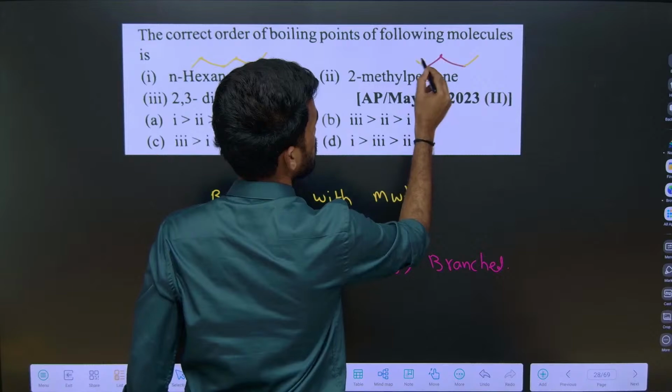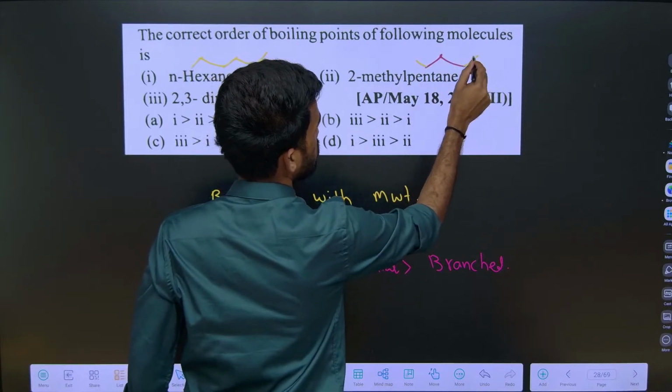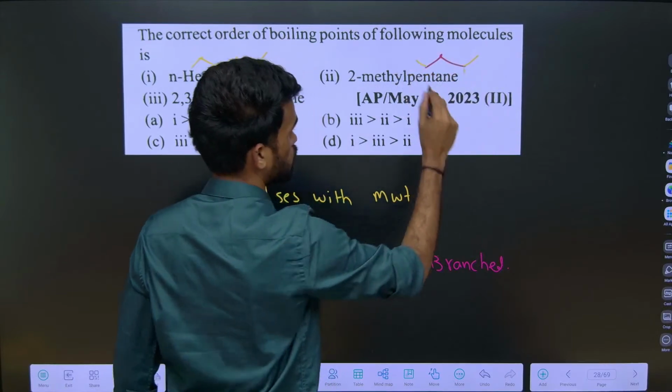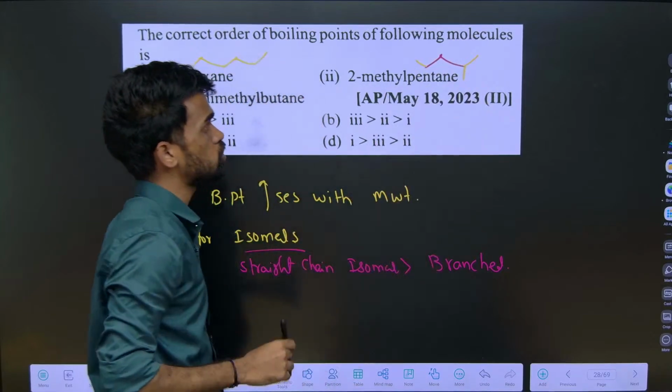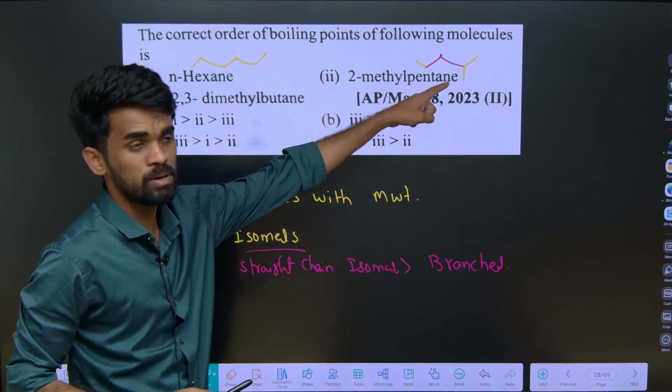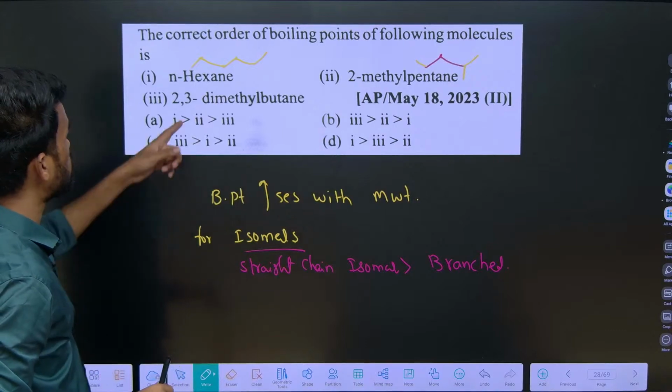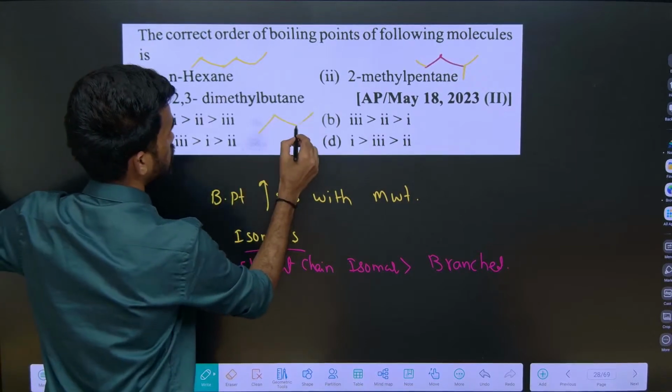So how can we write? 1, 2, 3, 4, 5. 2-methyl means let us put one methyl group over here. This is 2-methylpentane, so it is having one branch. Okay, the next, what about this? This is 2,3-dimethylbutane.